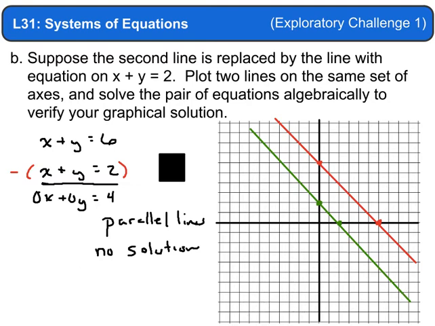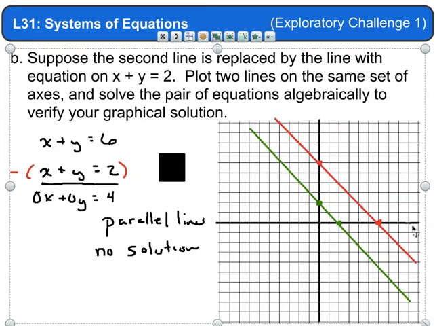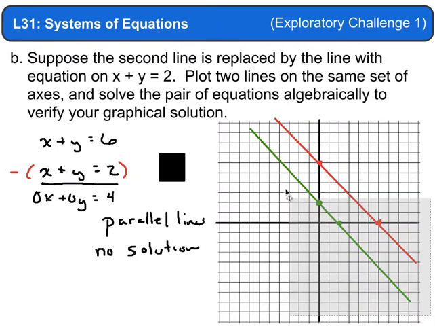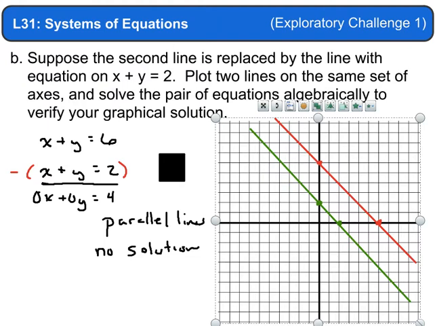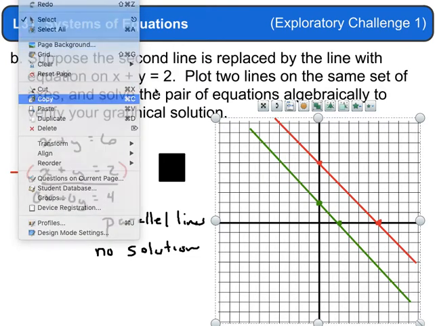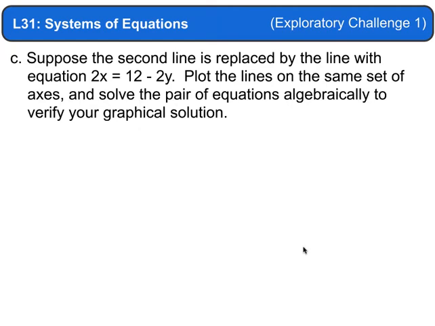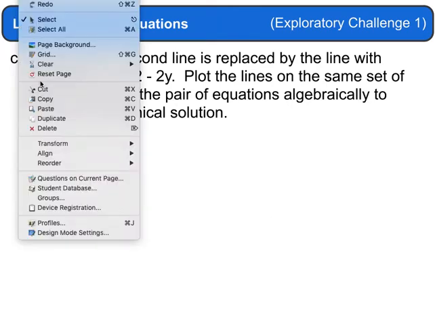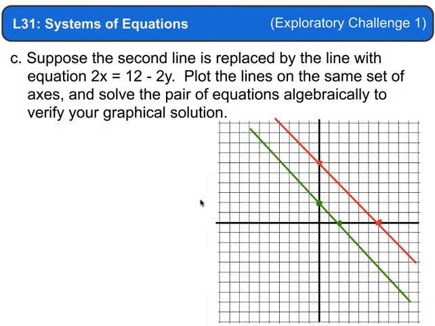Let's see. To save us a little bit of writing, we're going to copy this. No, I guess that's not going to work. There we go. Click edit, copy. We'll take this one off and put this one here. And we'll get rid of this one.